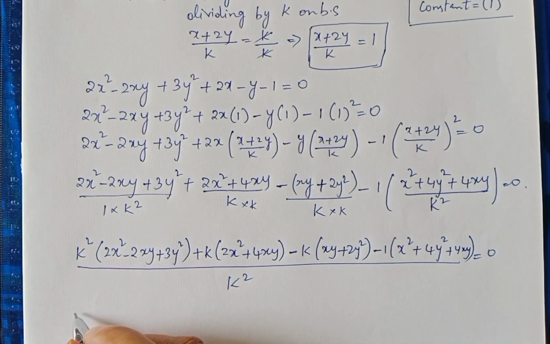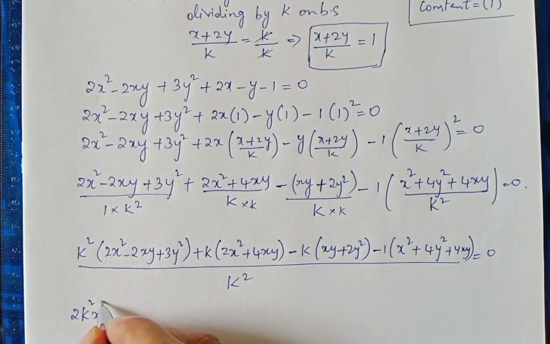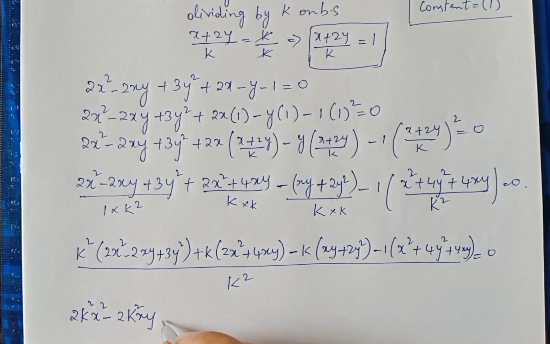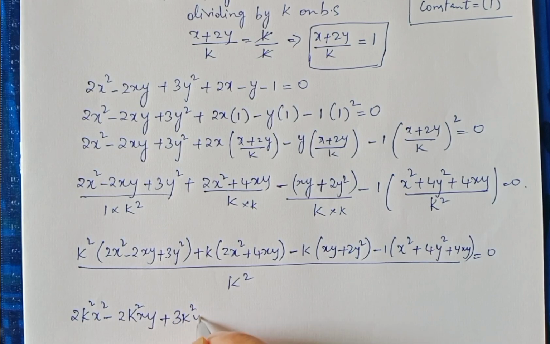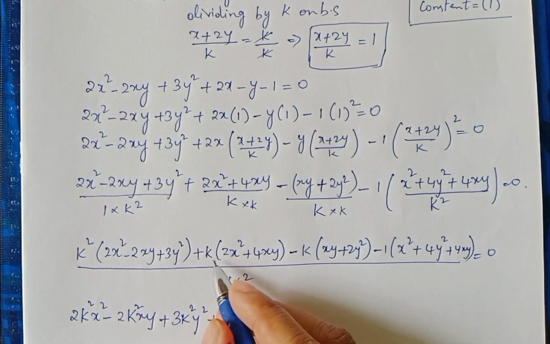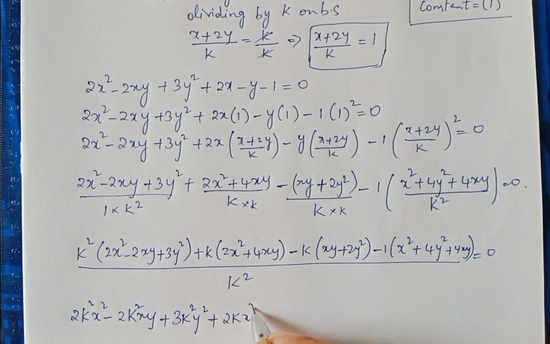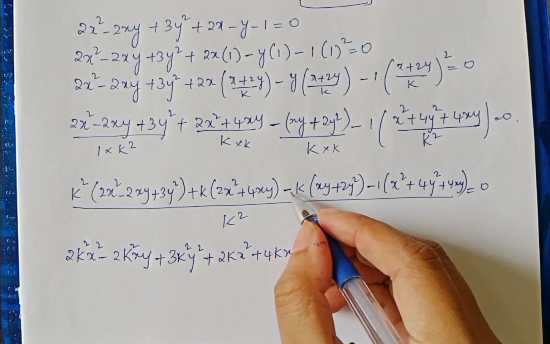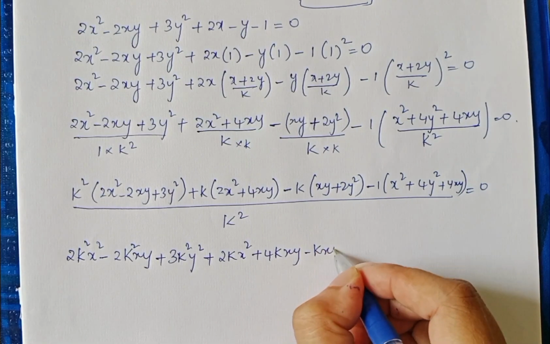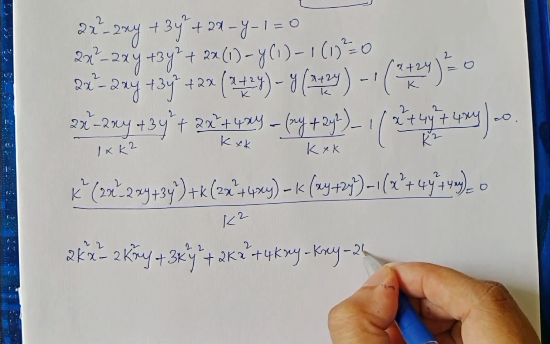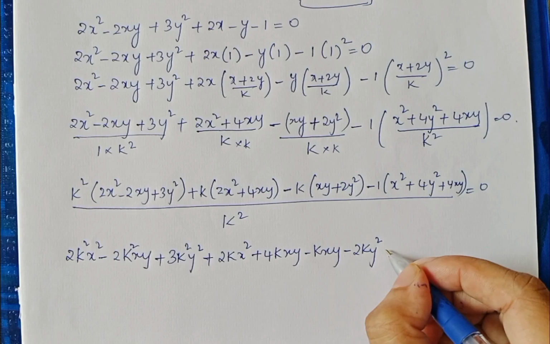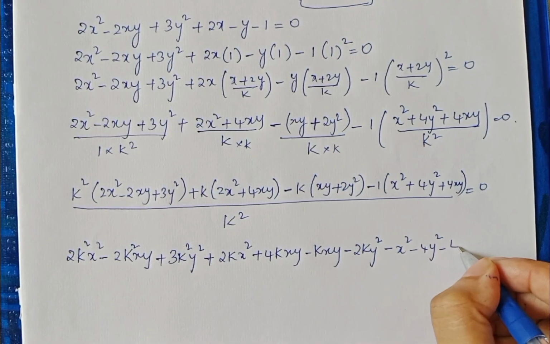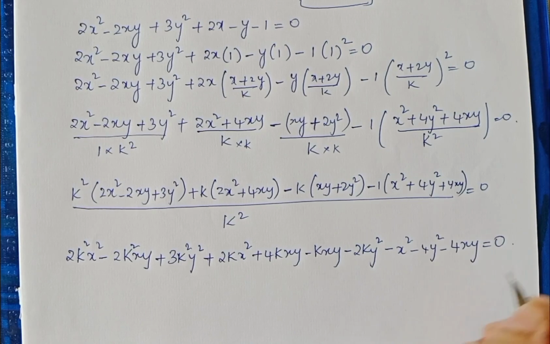Multiplying k square inside, it is 2k square x square minus 2k square xy plus 3k square y square, plus k inside, so it is 2k x square plus 4k xy, and here minus kxy, plus into minus is minus 2ky square, and here it is minus x square minus 4y square minus 4xy equals 0.